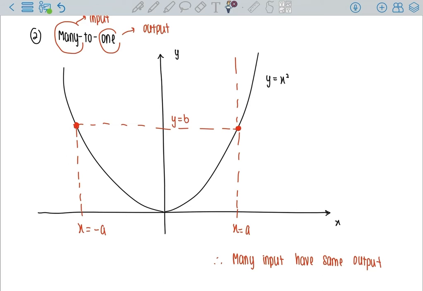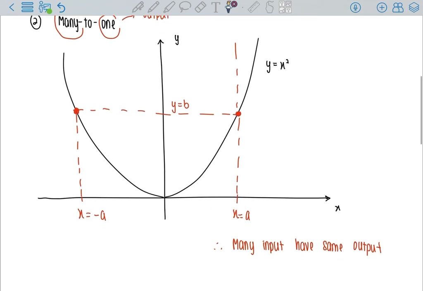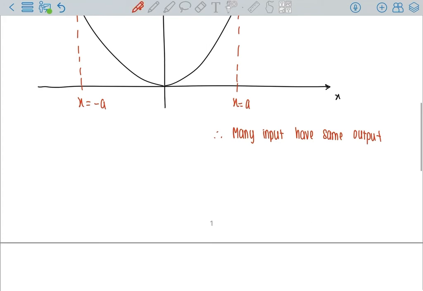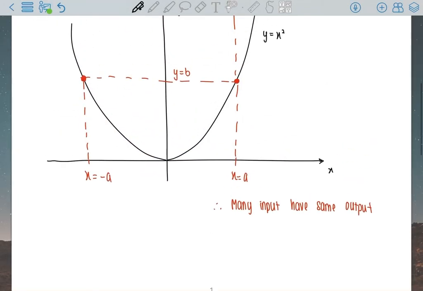It's not always that our input must be one negative and one positive. It can be two positive or two negative, but the inputs will be distinct inputs. So let's move on to the third type of mapping. The third type of mapping is known as one-to-many.